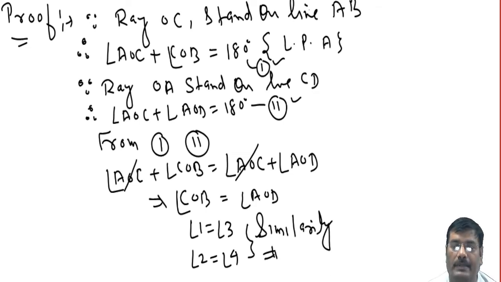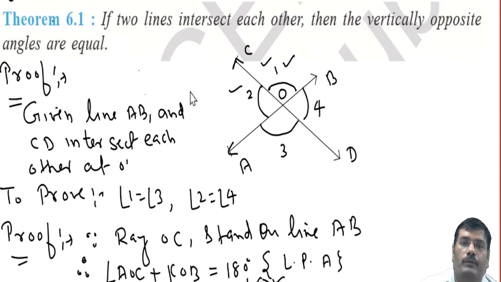Again, I will explain. Actually, the question is this theorem. We have to prove that if two lines intersect each other, then vertically opposite angles are equal. So here we observe that line AB and line CD intersect each other at O. So we have to show that angle 1 is equal to angle 3 and angle 2 is equal to angle 4. Clear? This is the given: lines AB and CD intersect each other at O. We have to prove that vertically opposite angles are equal, that is, 1 is equal to 3 and 2 is equal to 4.